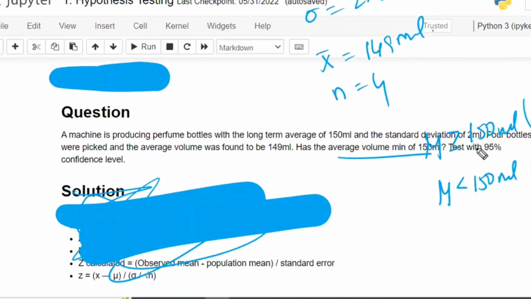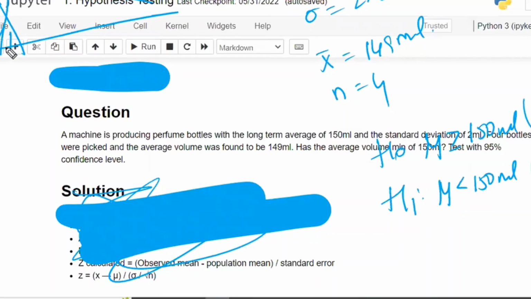Minimum of 150, they are maintaining, no problem. As a quality inspector, you are going to check these 4 bottles randomly, you have checked. And this is the null and alternate hypothesis for you. Now, when are you going to reject the null hypothesis? If it is less than, on this side, you are going to reject.